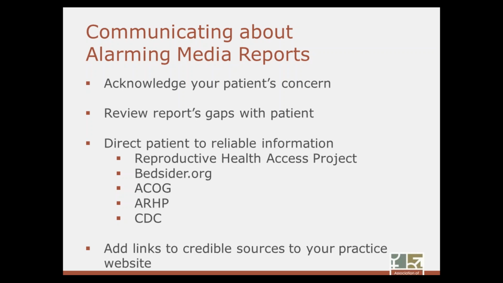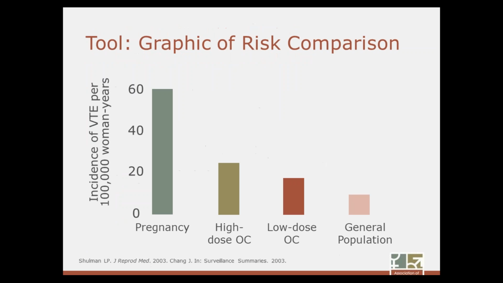You can then direct the patient to an evidence-based, reliable source of information, such as the ones we discussed, also ACOG, and again, the ARHP website can be really helpful. And you can even put links to these credible sources on your practice website, because the patients are coming to your website because they trust you. And if there's links to direct, reliable sources of information there, it can be really helpful. And so once you've directed somebody to reliable information, then you can talk about it a little bit more and see what they feel about contraceptives after that.